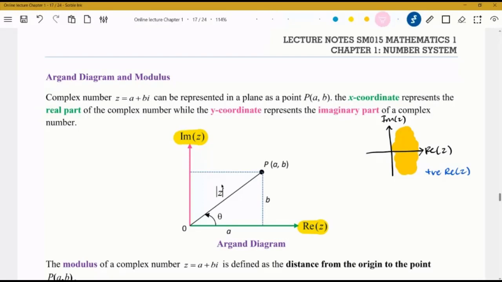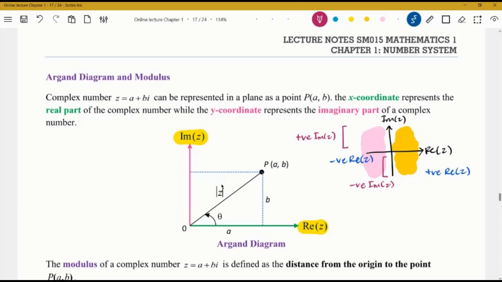Okay, sebelah kiri pula, dia adalah negative real part. Bermaksud nilai real part sebelah kanan adalah positif, nilai real part pada sebelah kiri adalah negative value. Okay, untuk imaginary part, pada bahagian atas, imaginary part kita adalah positive value. Pada bahagian bawah, kita ada negative imaginary value. Okay, so you have to know the location.